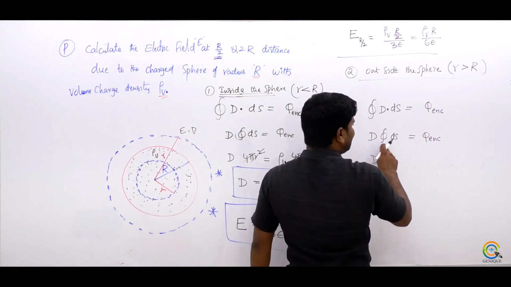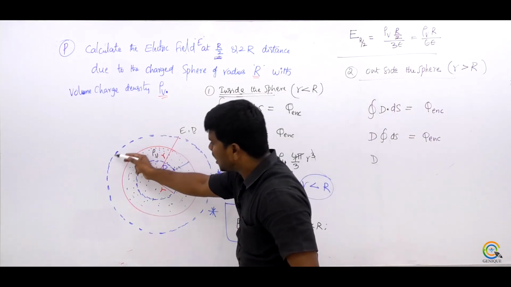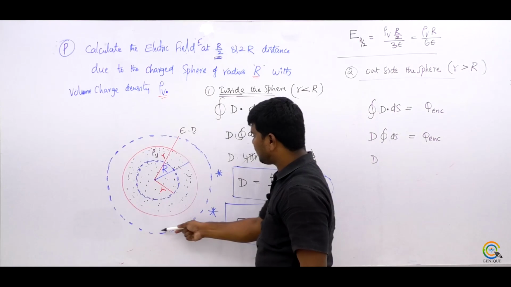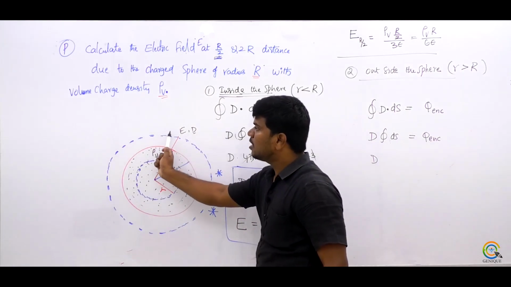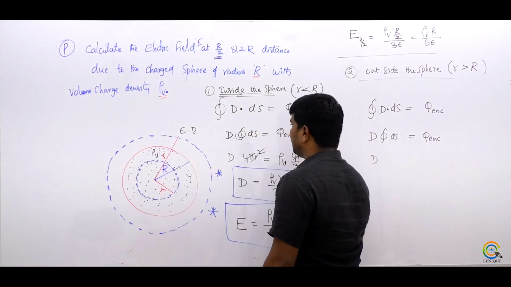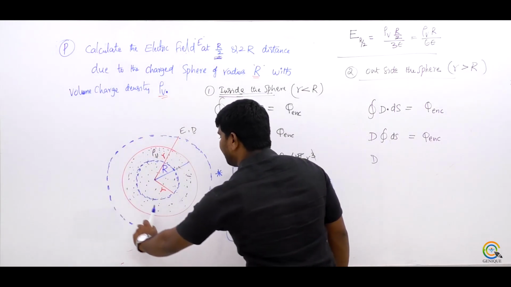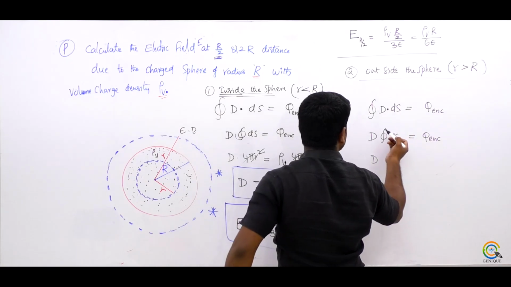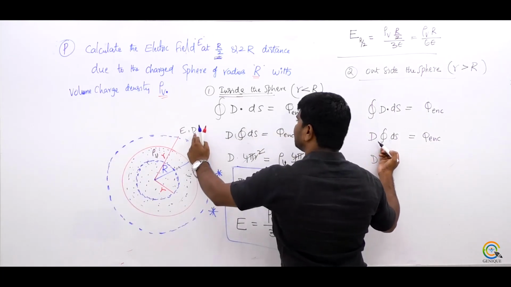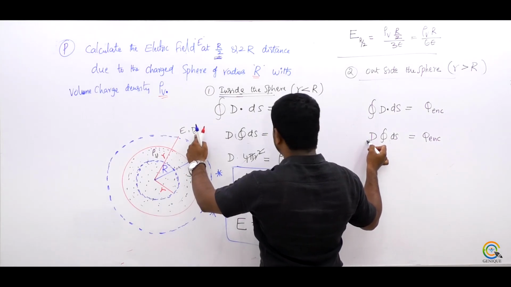So D into what? I have to consider this Gaussian surface, right? This one is the Gaussian surface. The Gaussian surface is nothing but the closed surface on which we have to calculate the electric field intensity or electric flux density. Now what am I finding? The net flux leaving this closed surface. To find this, I have to consider the D on this closed surface. Because this D is constant, I am writing this outside.